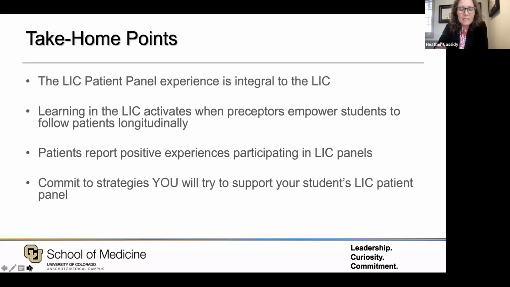Our take-home points are that the LIC Patient Panel experience is integral to the LIC. Learning in the LIC activates when preceptors empower students to follow their patients longitudinally, and patients report positive experiences participating in LIC panels. We hope you'll commit to strategies that you're going to try in your own clinical setting, whatever that might be, to support your students' LIC Patient Panel.